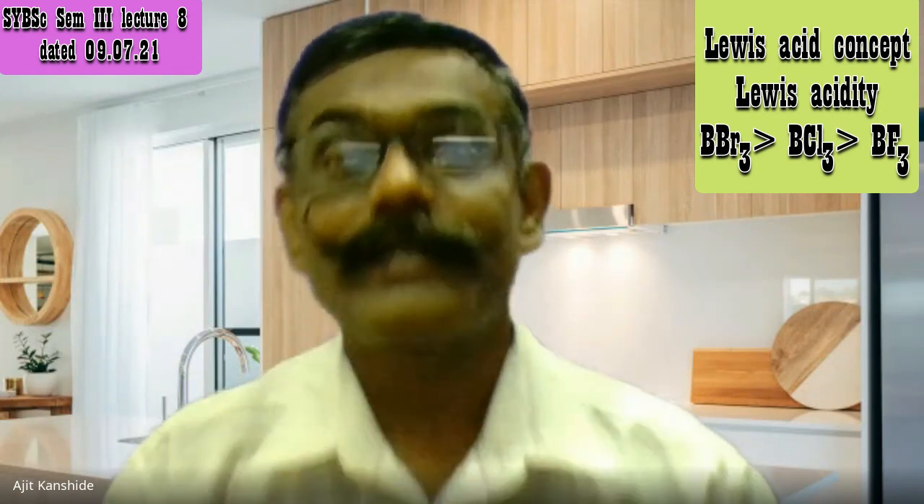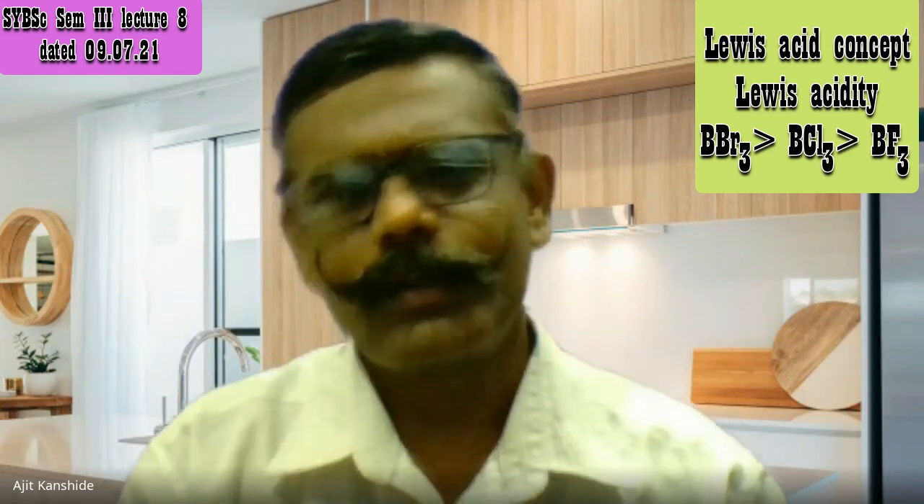As per the Lewis concept, lone pair donors are Lewis bases. Lewis base means lone pair donor and Lewis acid means lone pair acceptor. So in terms of the Lewis concept, acid means lone pair receiver, lone pair taker, and base means lone pair giver. Our point of emphasis here is the Lewis acid.